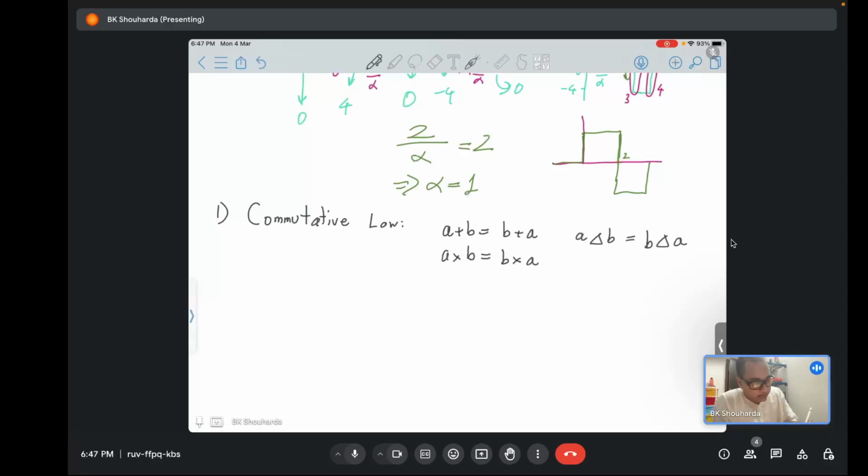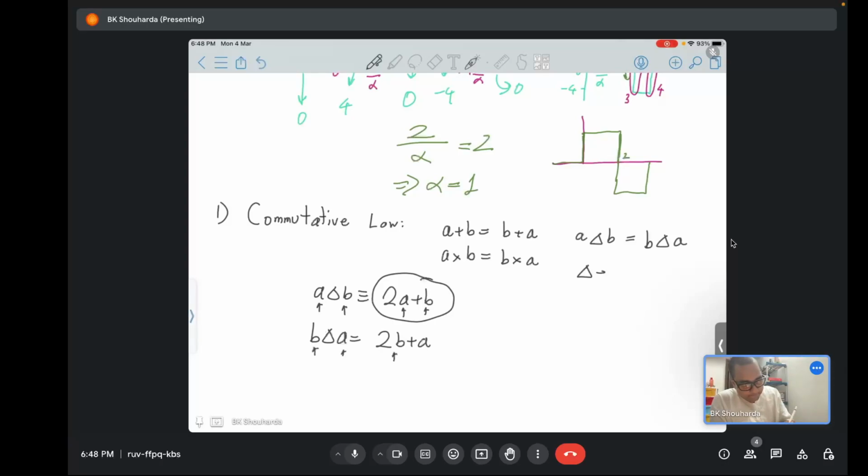Let's say this delta, a delta b, means 2a plus b. This delta means an operation which I am defining as 2a plus b. So what will b delta a be? b delta a will be 2b plus a, because the order is mattering over here. Who is placed where is very important.